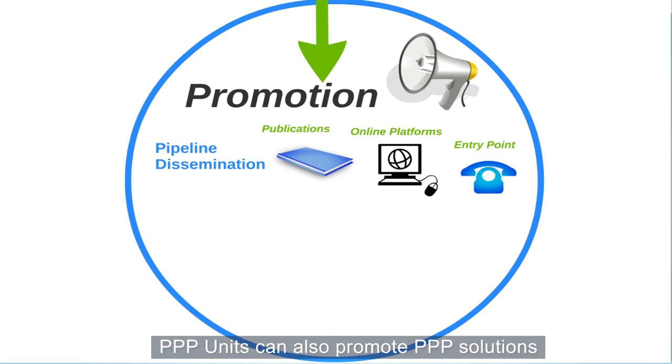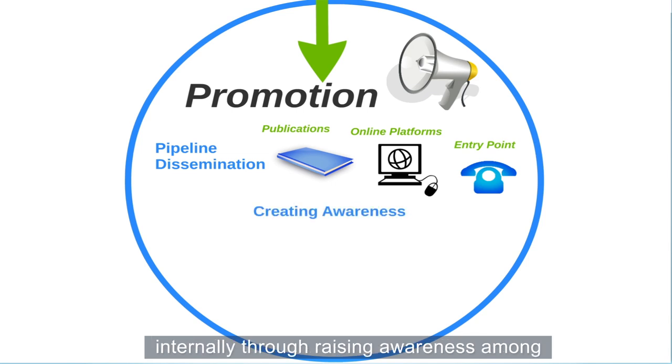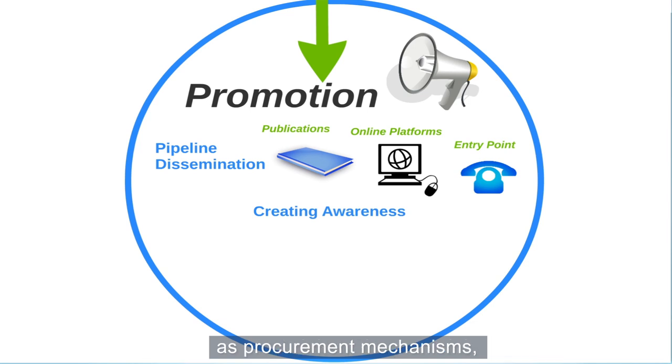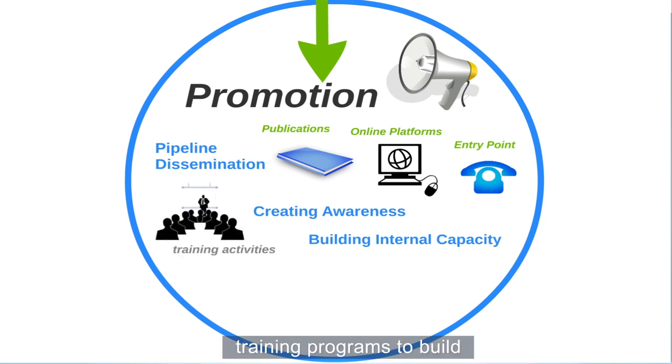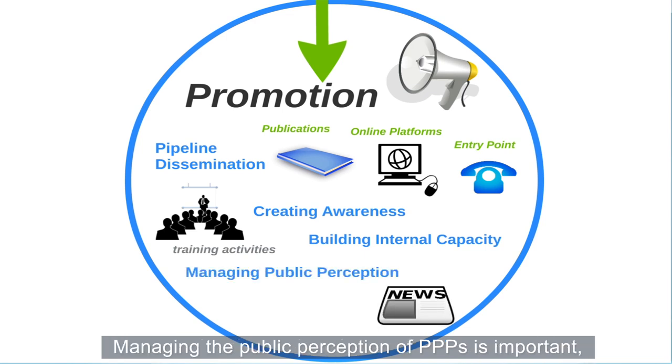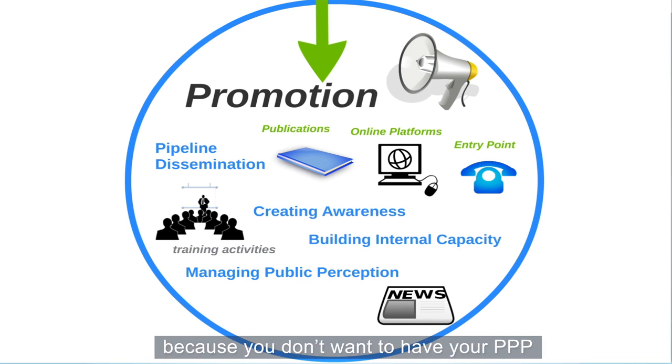PPP units can also promote PPP solutions internally through raising awareness among government officials of the potential of PPPs as procurement mechanisms and supporting capacity building projects. For example, PPP units can be involved in administering training programs to build the capacity of government officials to develop and implement PPP projects. Managing the public perception of PPPs is important because you don't want to have your PPP program facing strong public opposition.